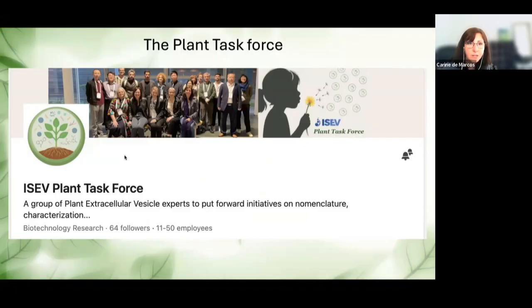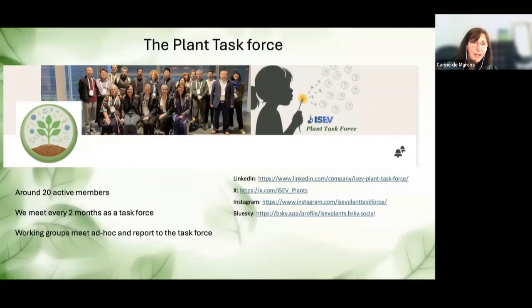In the task force, we want to try and get people together to understand how we can help standardize and communicate between groups, and make sure we can compare bioactive EV research from one group with another. At the moment, we are around 20 active members, and we meet every 2 months as a task force, but we also have 4 working groups that meet ad hoc and report to the task force.